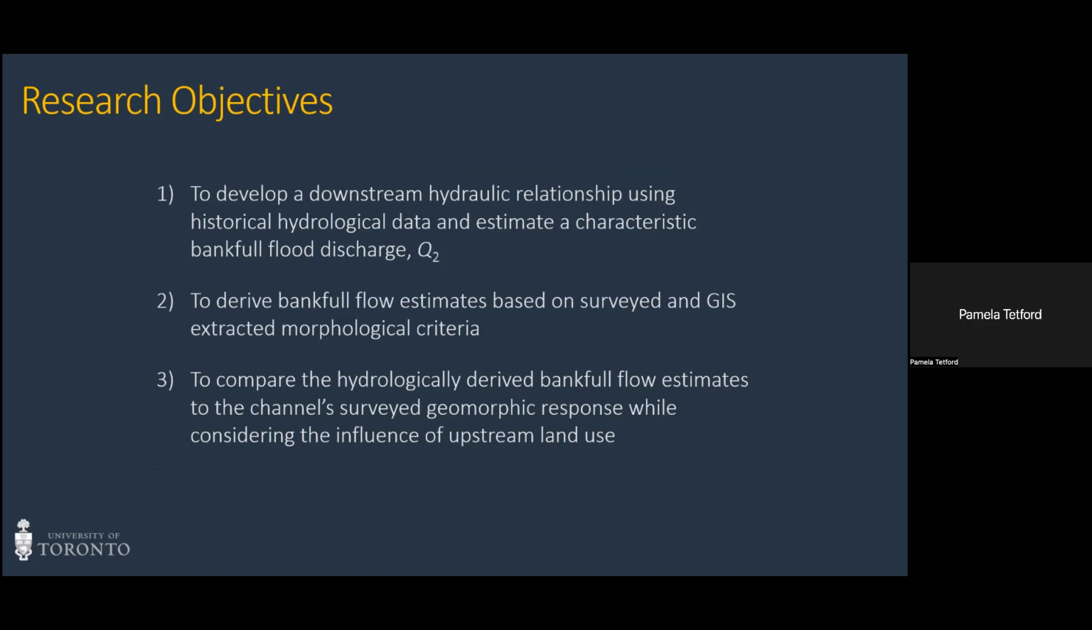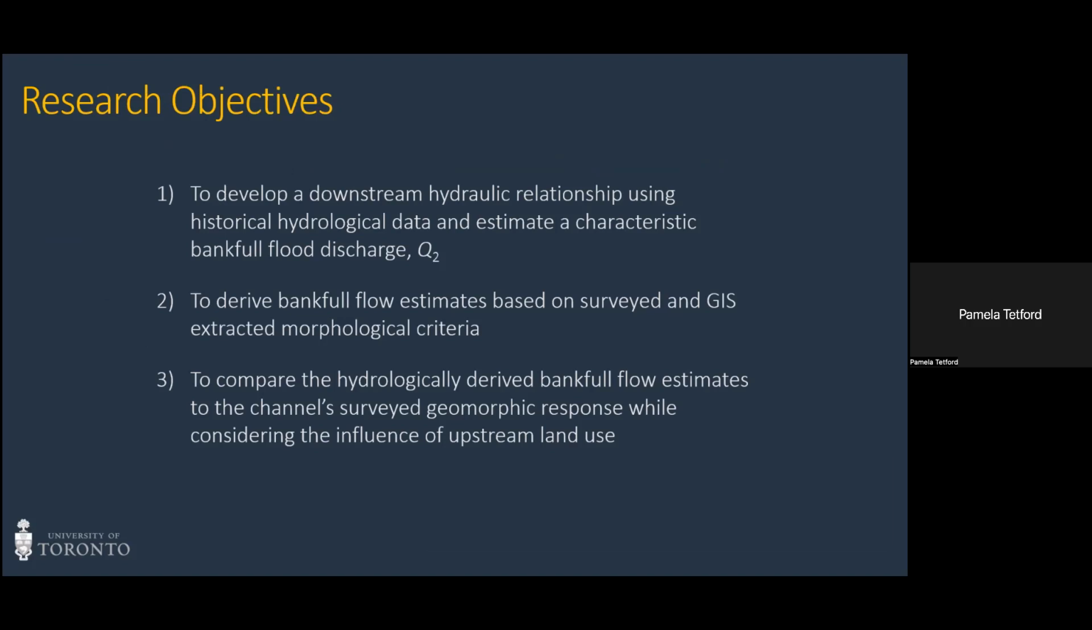So in light of this, our study is looking at three objectives. One is to develop a downstream hydraulic relationship using historical hydrological data in order to estimate a characteristic bankfull flood discharge. In this case, the Q2 flood, the 2-year flood interval. This 2-year recurrence is considered an accepted representative of bankfull flow.